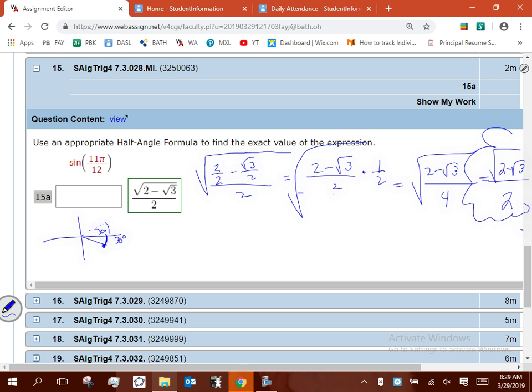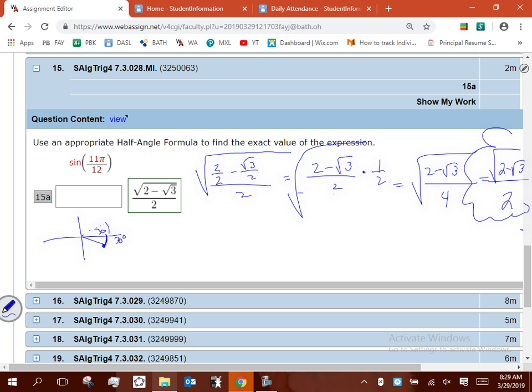Now, some people want to say, well, you got a square root right there. Well, because there's a difference in the numerator, you can't go any further. Okay? That's the most simplistic way of writing that, at least with our current understanding of radicals and all that kind of stuff.